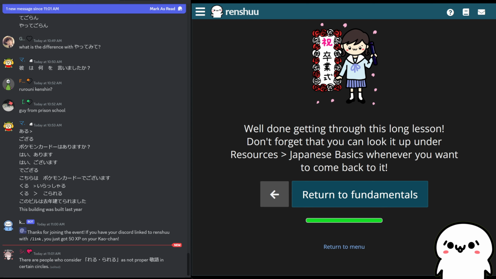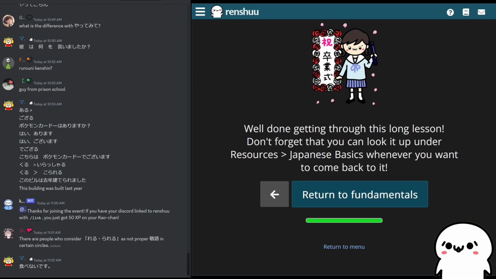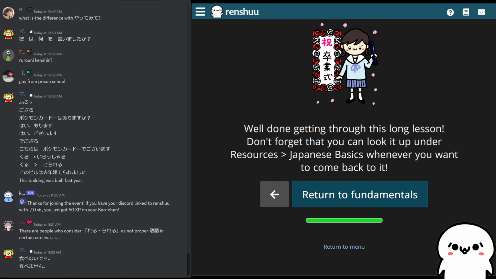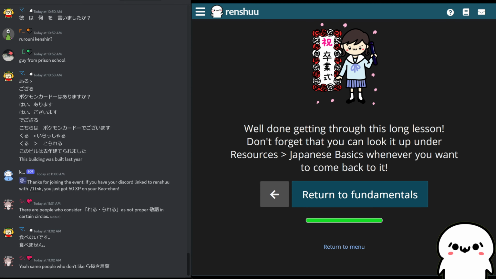And I think with the comment that was just made, as not proper keigo in certain circles, I would argue that there are people like that in every language where they're very strict about the rules. And I would presume those same people are probably not big fans of the general trend for something like this, saying tabenai desu over tabemasen. They're saying that's not correct Japanese. You know, correct Japanese is you say it the full way.